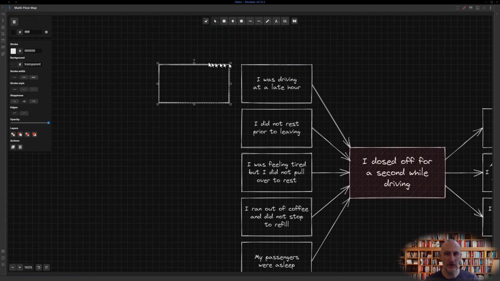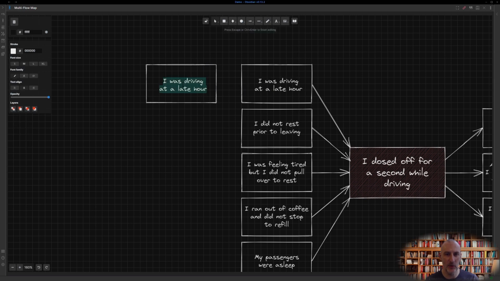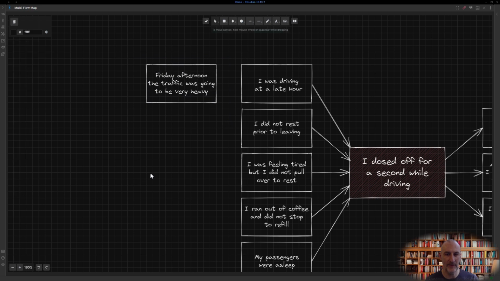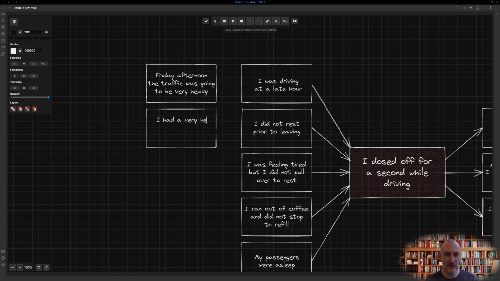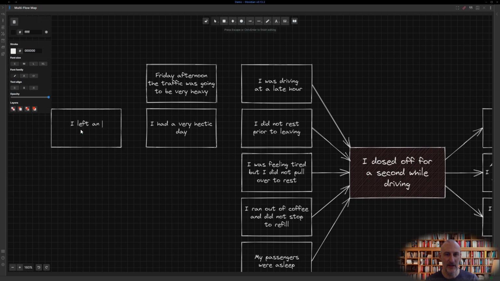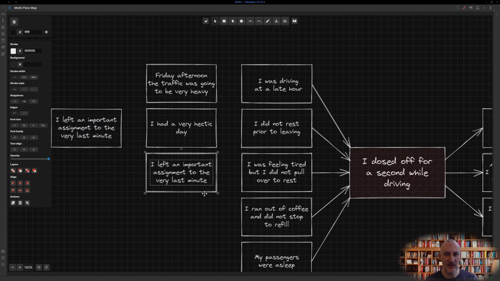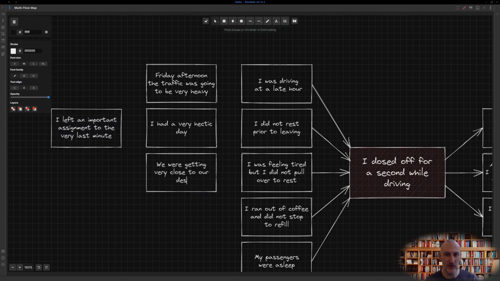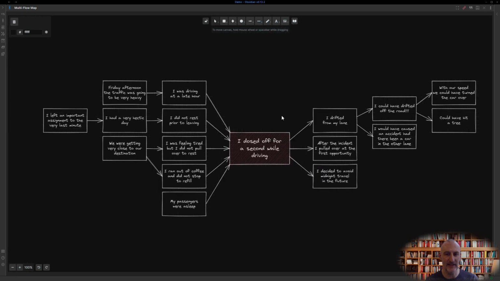Because you want to learn from the incident, you will explore more deeply what has led you to doze off while driving. Here I'm reconstructing the flow map leading to the central event. Without completing this exercise, you may never realize that your procrastination that led to the last minute rush to get your assignment completed was also one of the root causes of your near-miss accident.